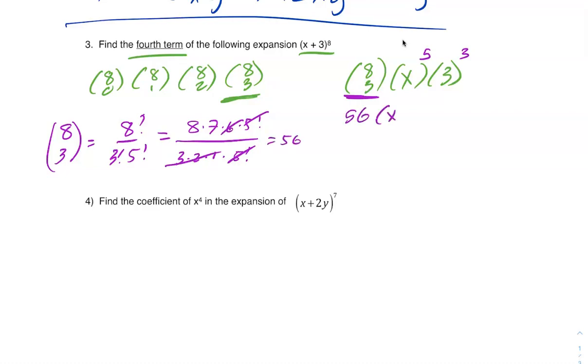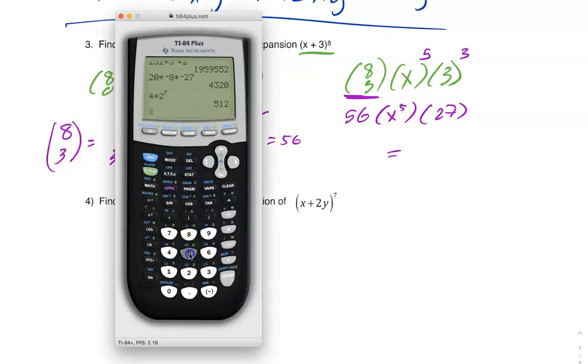Then x to the 5th, 3 to the 3rd is 27. Probably should just use my calculator because I'm going to multiply these anyway. 56 times 27. I get 1512. If you want to make sure I did the 8 choose 3 correctly, I could check. Did I do that correctly? Yeah, I did.